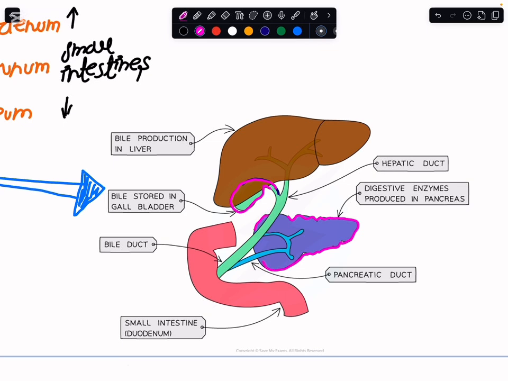So now the situation is that the liver is being connected to the duodenum of the small intestine with the help of a duct, with the help of a tube, and that tube would be regarded as the bile duct. And this pancreas that we have got with us is also connected to the small intestine with the help of this tube coming out of it. And this would join the bile duct at some point. And this is what we regard as the pancreatic duct.